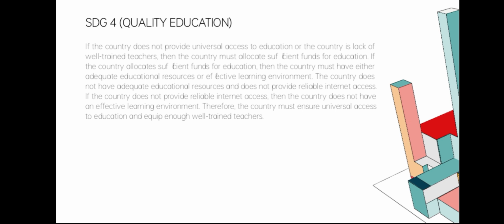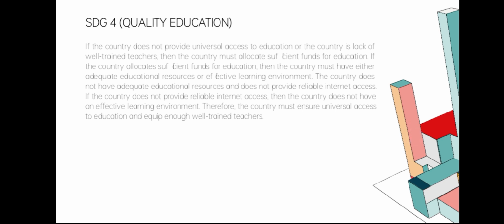If the country allocates sufficient funds for education, then the country must have either adequate educational resources or effective learning environment. The country does not have adequate educational resources and does not provide reliable internet access. If the country does not provide reliable internet access, then the country does not have an effective learning environment. Therefore, the country must ensure universal access to education and equip enough well-trained teachers.